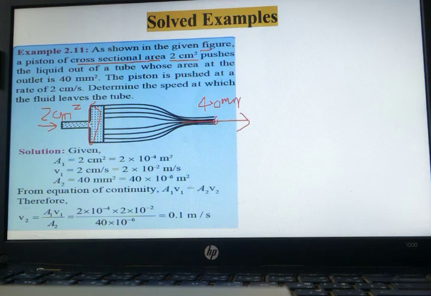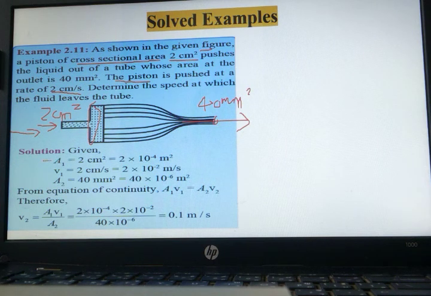Further, what they have given: the piston is pushed at the rate of 2 cm per second. Determine the speed at which the fluid will leave the tube. Due to this speed, due to this force with which they are pushing, the liquid will also move out. So by what speed the liquid will be moving out, that we have to find out.